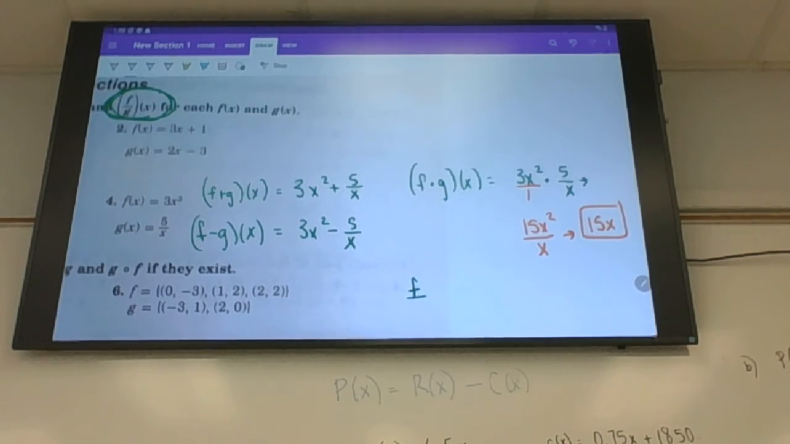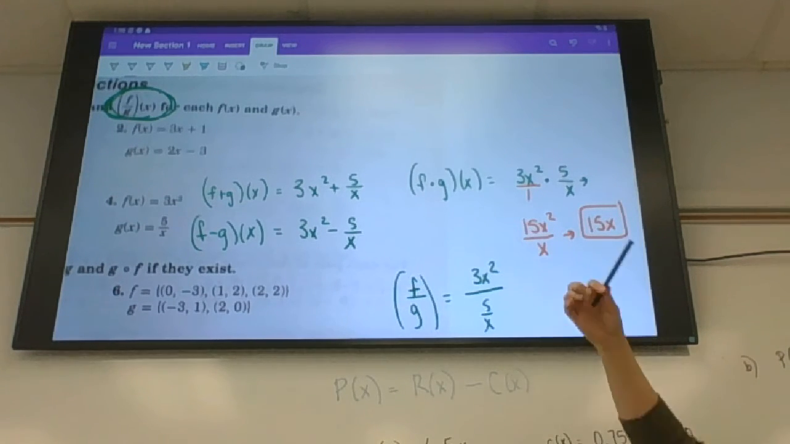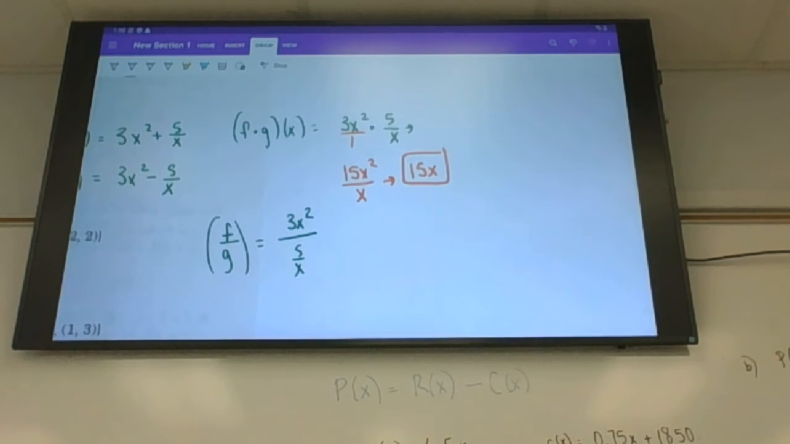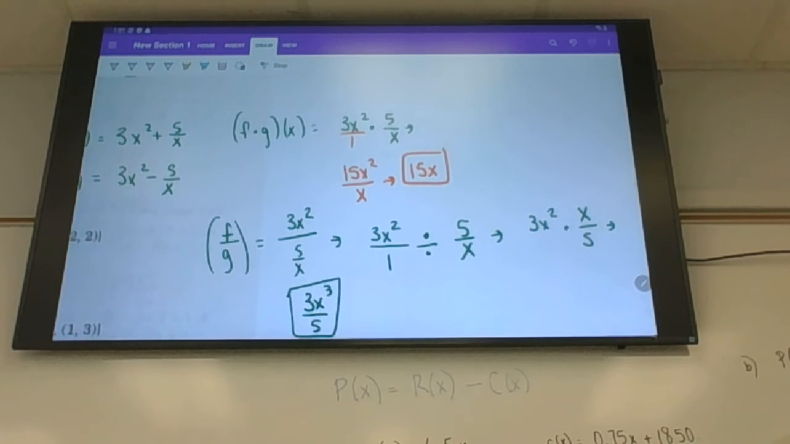Alright, and then I'll do f over g, and that's 3x squared divided by 5 over x. Now this is a challenging fraction because it's a fraction in a fraction, so that's an improper fraction. So I'm definitely going to go back over this. 3x squared over 1 divided by 5 over x. Multiply by the reciprocal. Well, it's all about writing it horizontally. That'll help you remember. 3x to the third over 5.